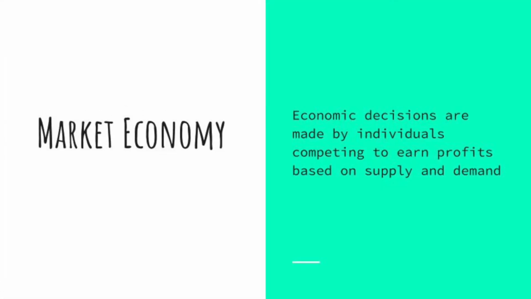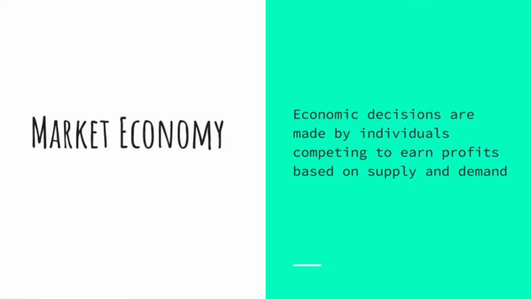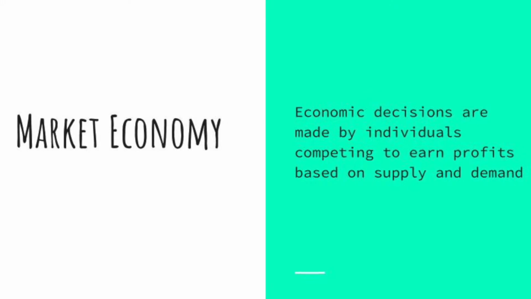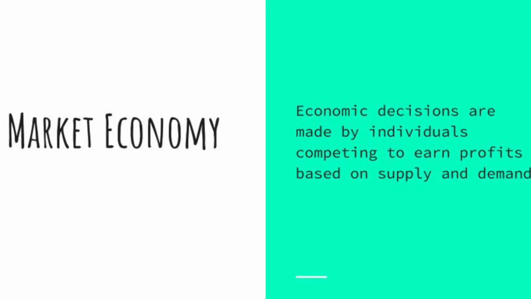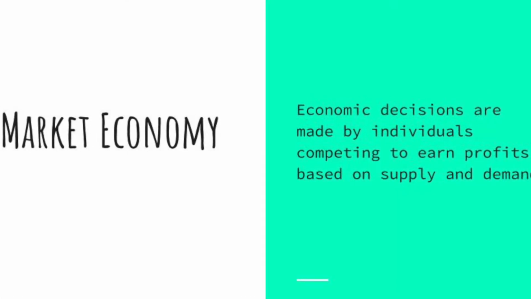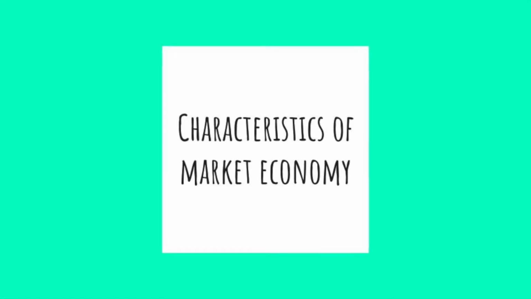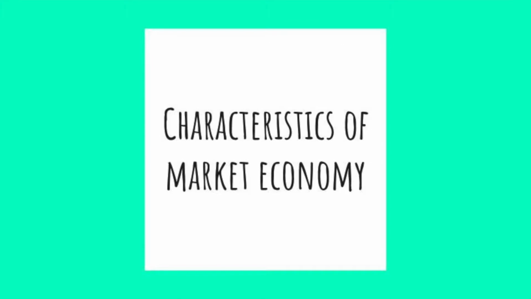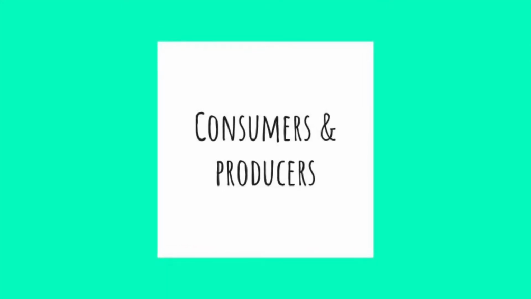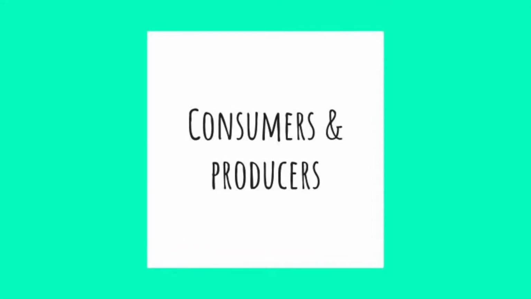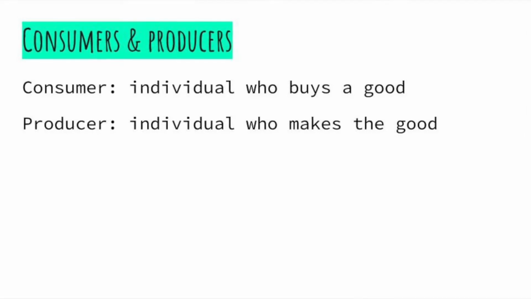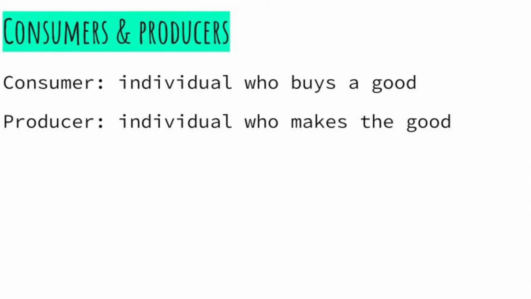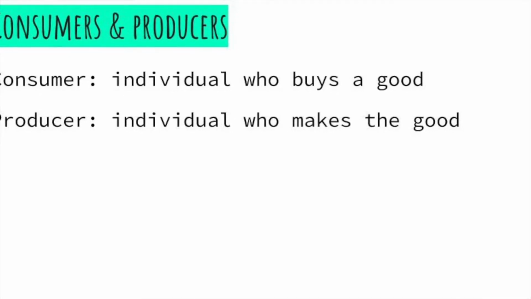Now, a market economy, based on those three scenarios, we're going to be thinking about a market economy as economic decisions are made by individuals competing to earn profits based on supply and demand. So we're going to look at some characteristics of a market economy to better understand what it is. The first one, consumers and producers. So think about it. Consumer, that is going to be an individual who buys a good, and the producer is going to be an individual who makes the good.